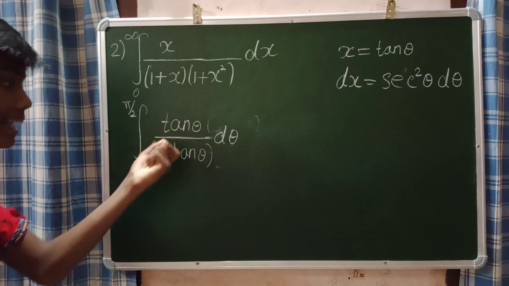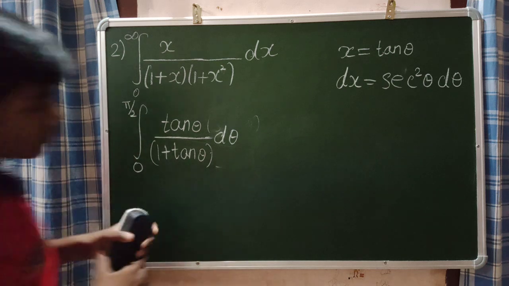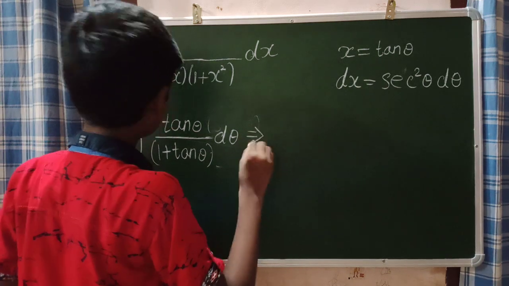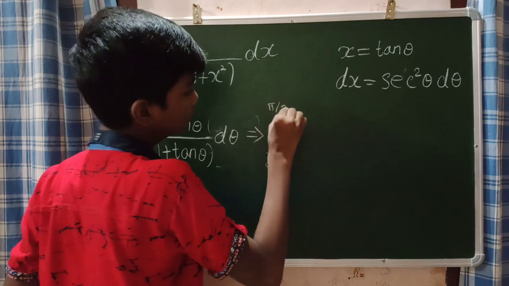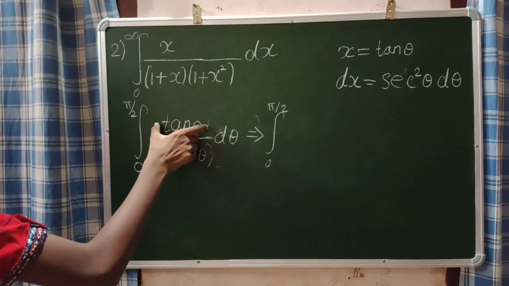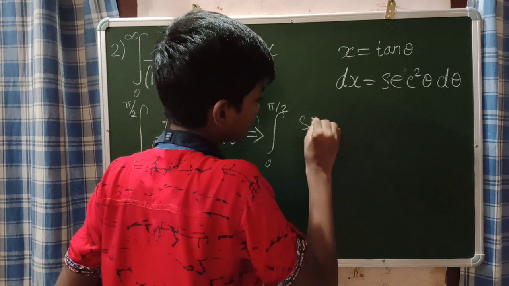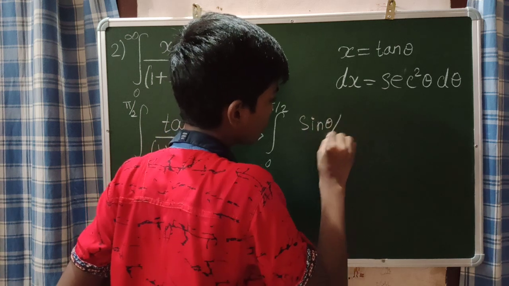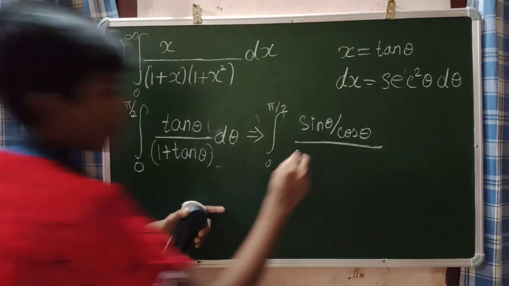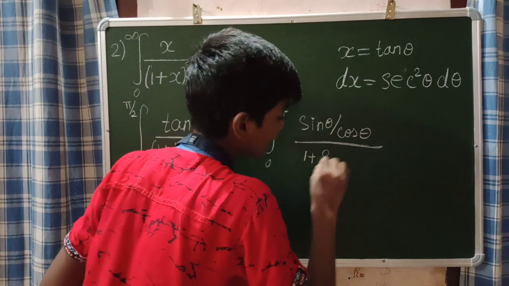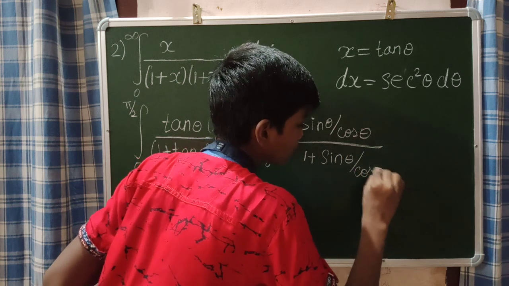I'm going to write this tan theta in both numerator and denominator as sin theta divided by cos theta. So when I write like that, the equation will convert to the integration from 0 to pi by 2. I'm going to write this tan theta as sin theta divided by cos theta, then divided by 1 plus tan theta, which is sin theta divided by cos theta, because sin theta by cos theta gives us tan theta, the basic formula. That's what I am using.